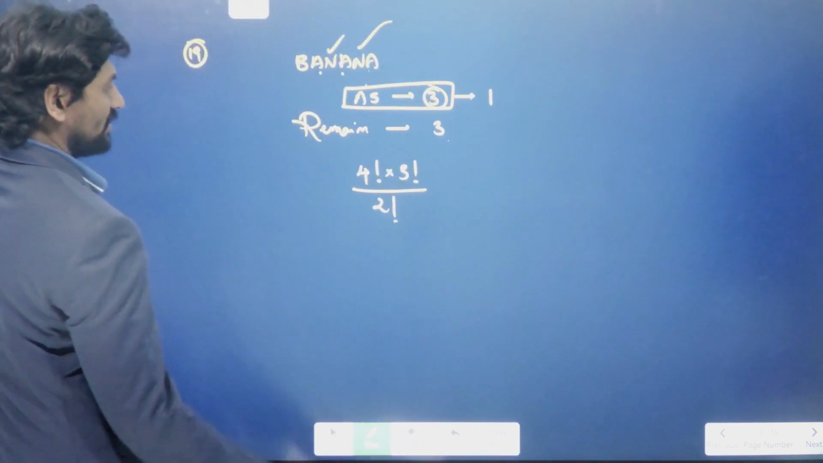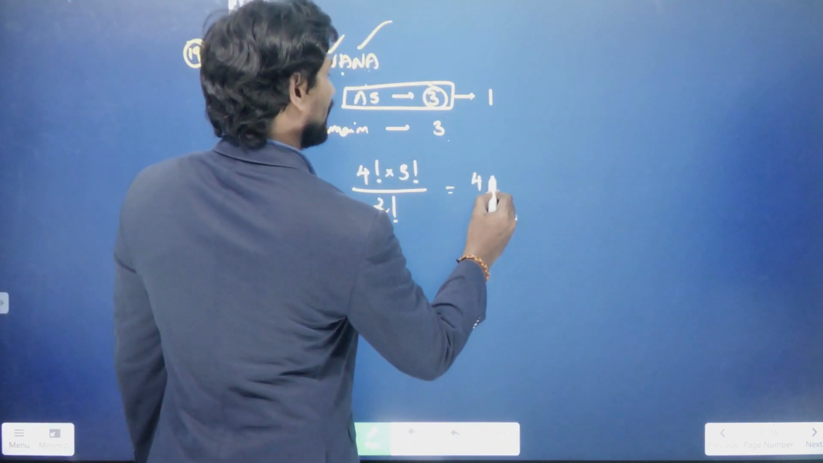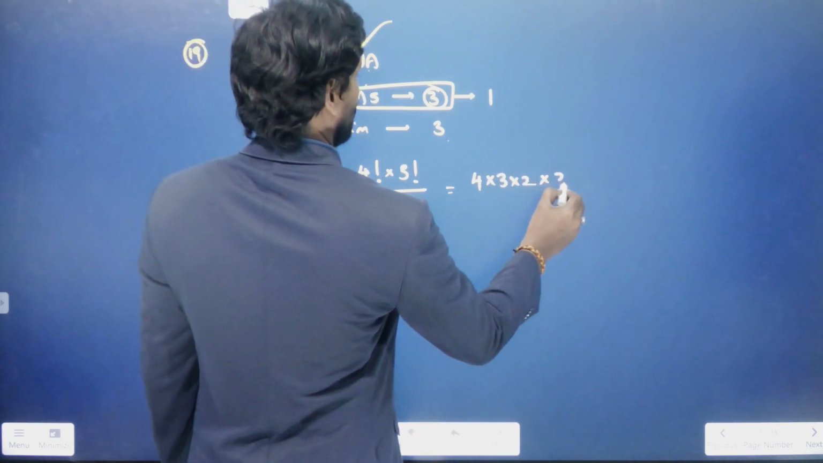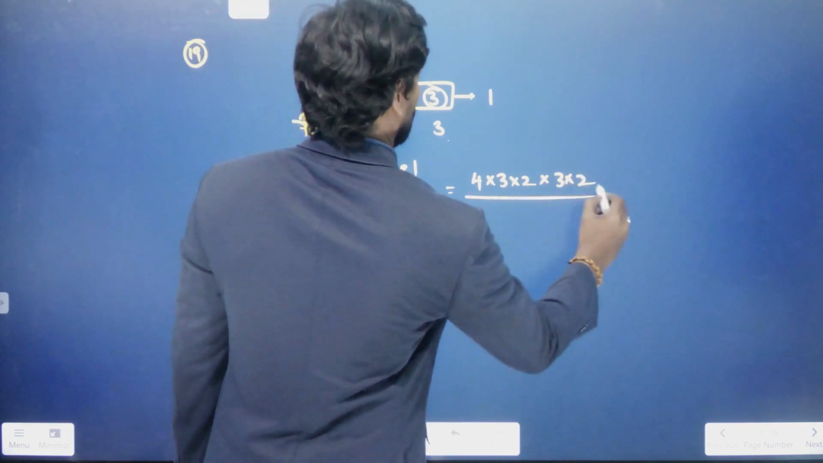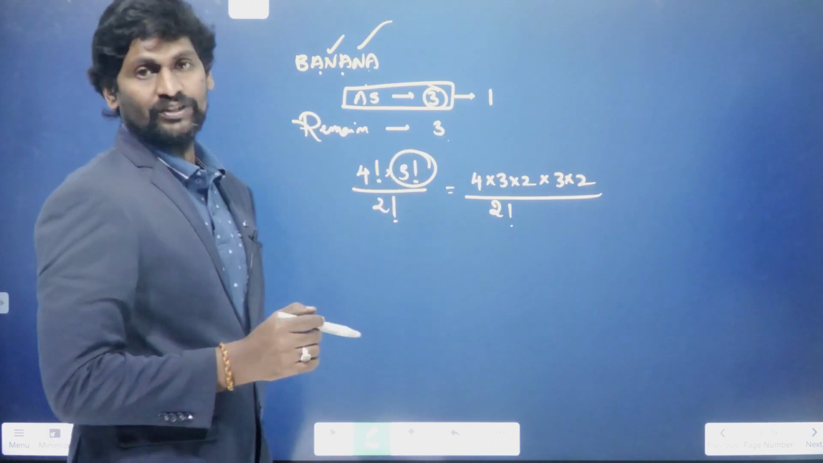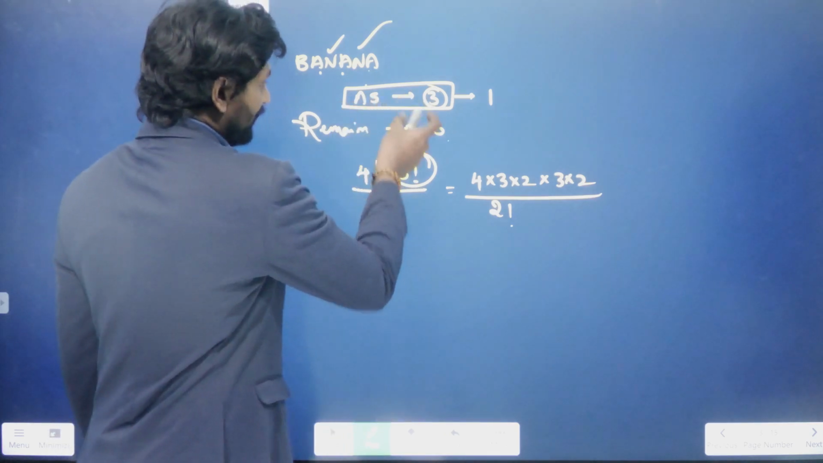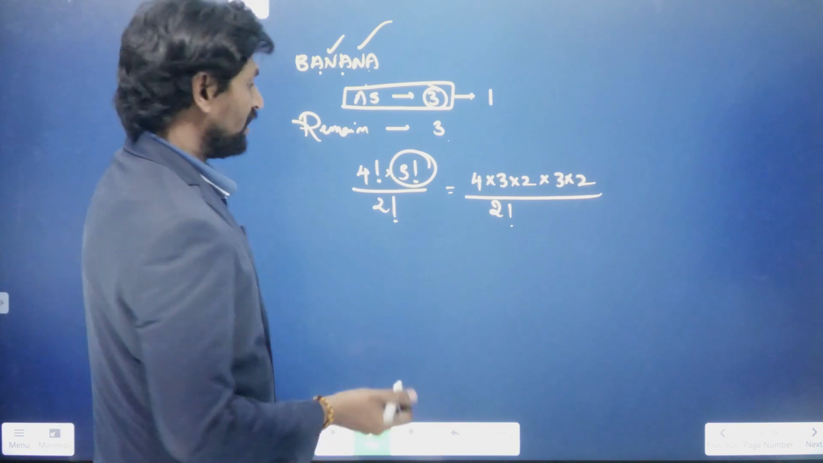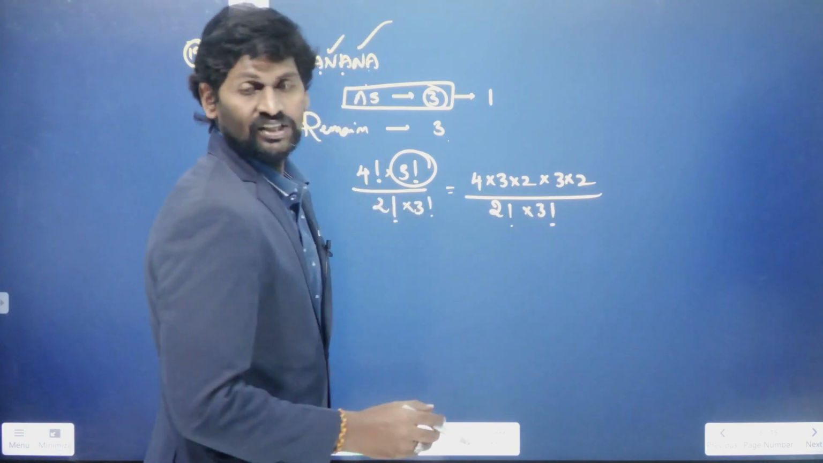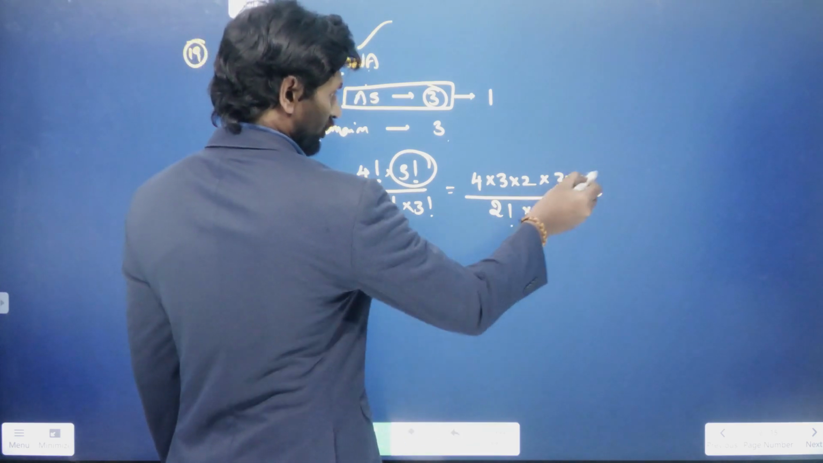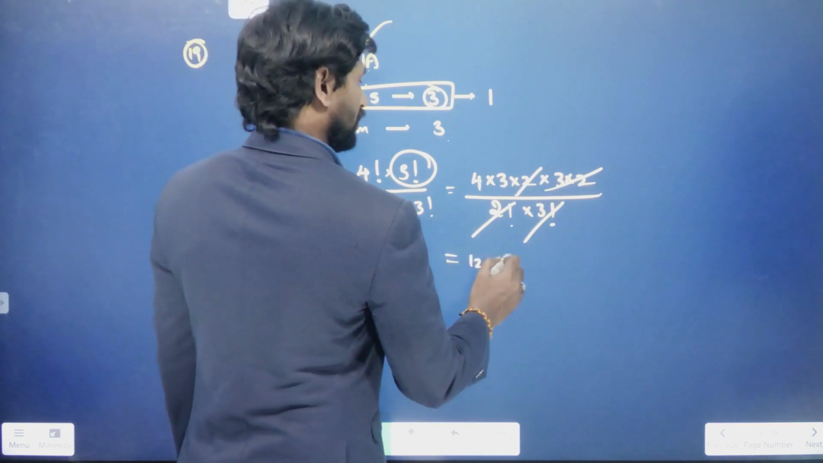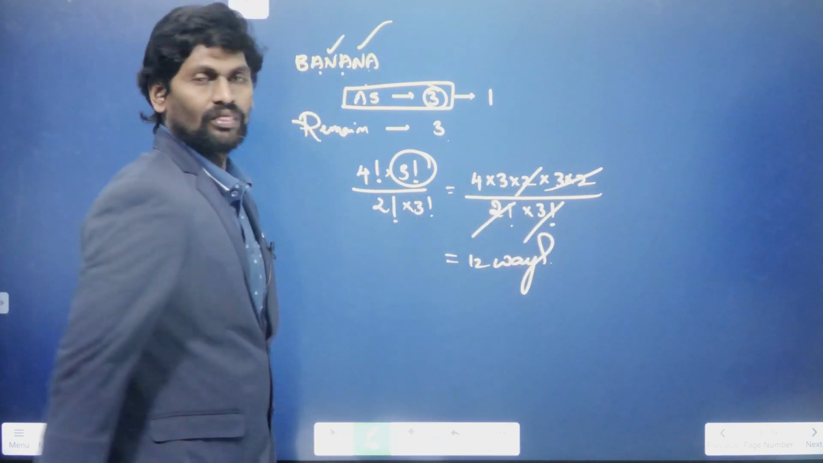So let us check. 4 factorial we can write as 4 into 3 into 2. 3 factorial is 3 into 2, by 2 factorial. And when arranging the A's, all 3 are the same, so they are repeated and we divide by 3 factorial again. 3 factorial cancels with 3 factorial, and the 2 cancels with 2 factorial. 4 3's are 12, so 12 ways.